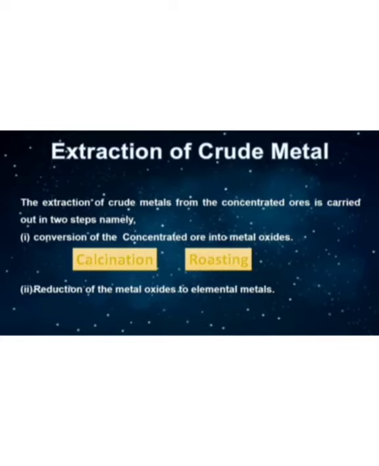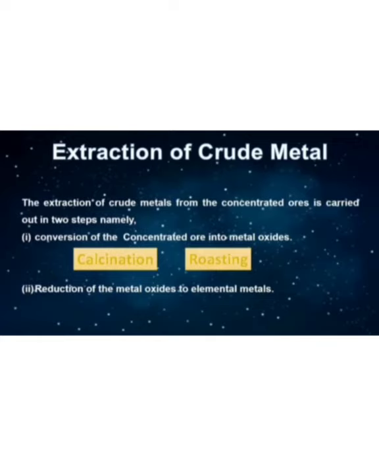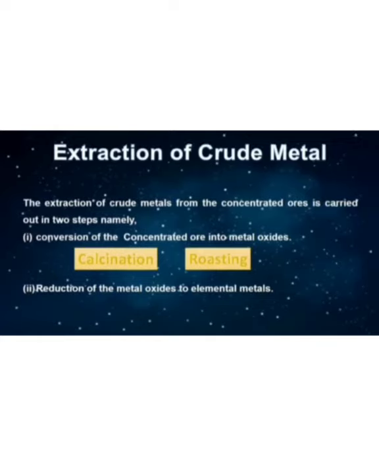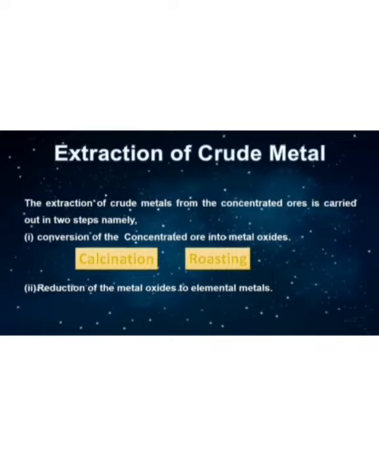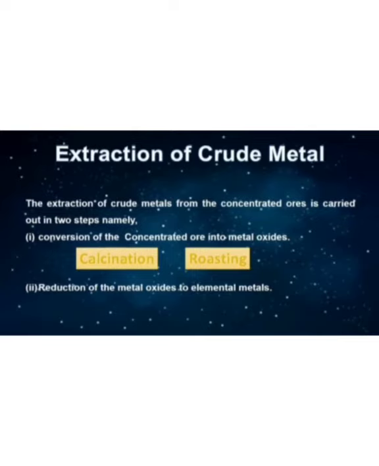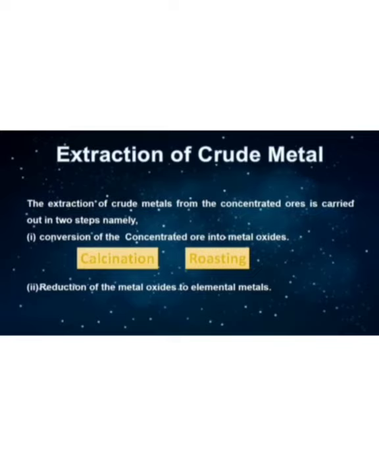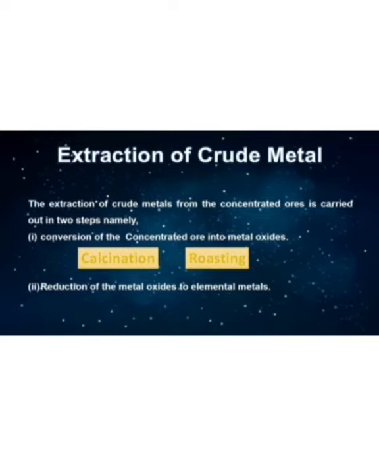By the way, the conversion of the concentrated ore happens in two ways. One is calcination, another one is roasting. This calcination and roasting is based on the types of ore. We have to choose any one process to convert the concentrated ore into metal oxides.